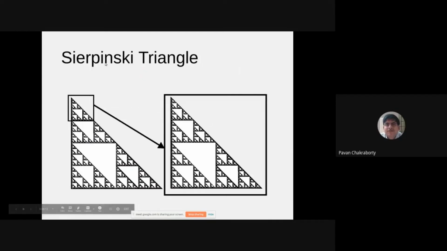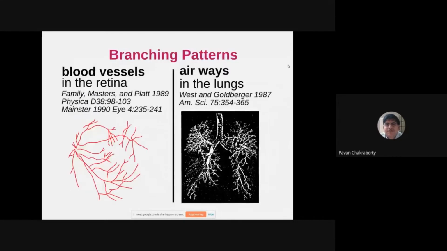For instance, here this is called a Sierpinski triangle. If I take a portion of this triangle and expand it, I will get the total triangle. Even further, if I cut a portion and as I further expand it, I'll keep on getting the similar triangle. So basically, this is drawn iteratively.